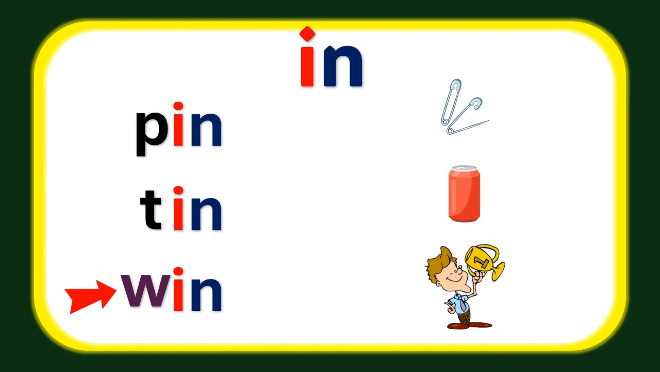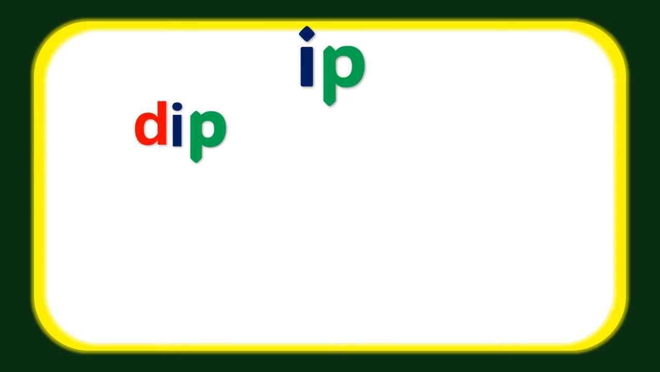Again, in, pin, tin, win. Your turn to read, children. I. The sound is /i/. P. The sound is P. P. I. P. I. P. Ip. Ip. D, ip, d, ip, dip, dip.